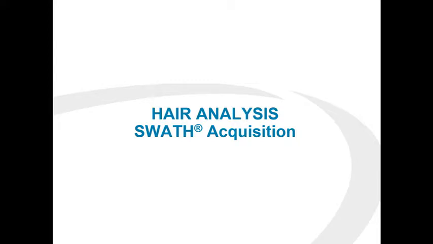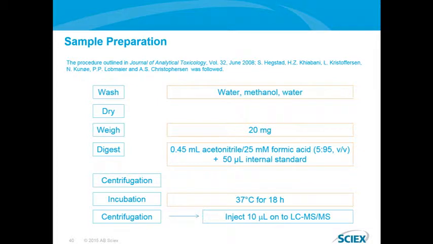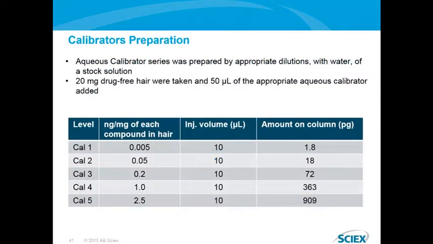We will continue with another example illustrating the performance of SWATH analysis in forensic toxicology screening on hair matrix. The procedure for preparing the samples consisted of extracting the compounds of interest from 20 mg of hair according to the above article. An injection volume of 10 microliters was then used for the LC-MS analysis. The calibrators were prepared between 5 picogram per milligram and 2.5 nanogram per milligram.